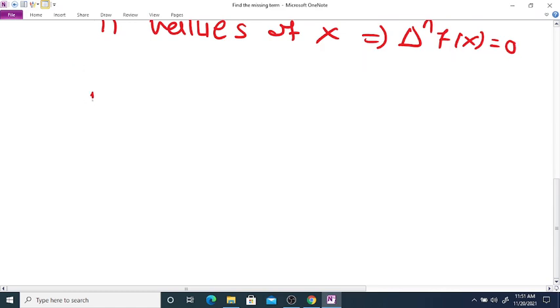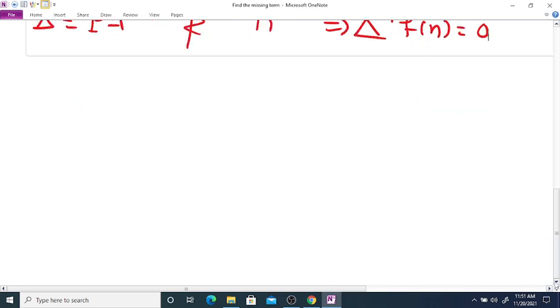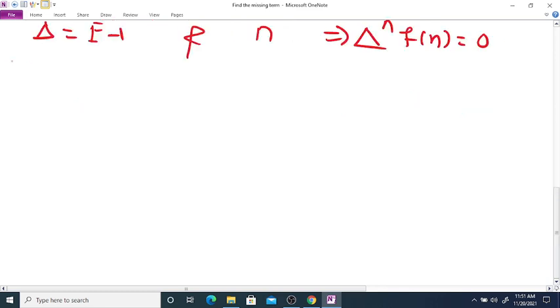The first technique is delta is equal to E minus 1, and the second logic is that if n values are given, then its nth forward difference is equal to 0. Now take a simple example. Estimate the missing term from this data.